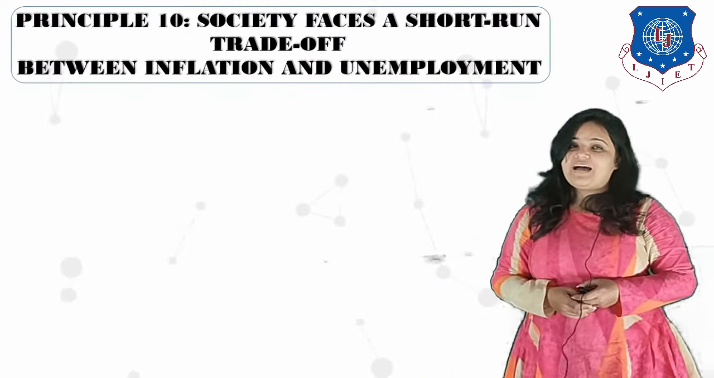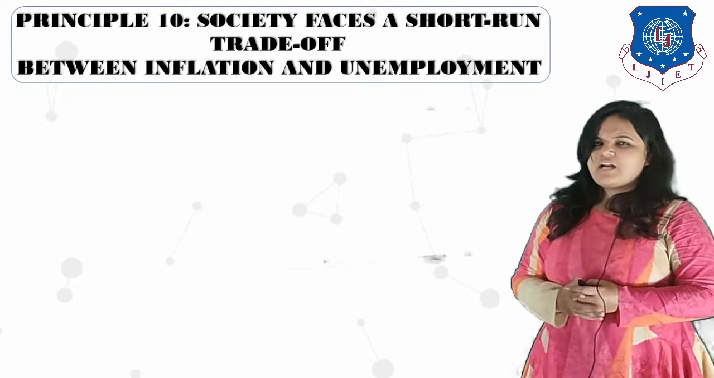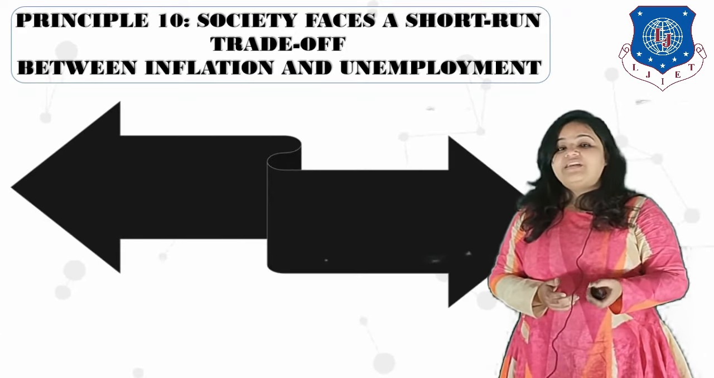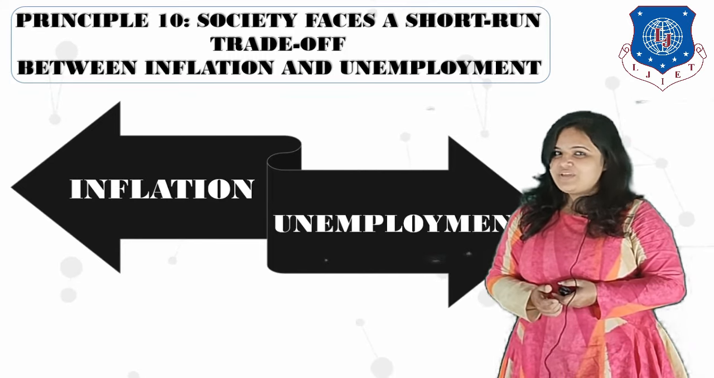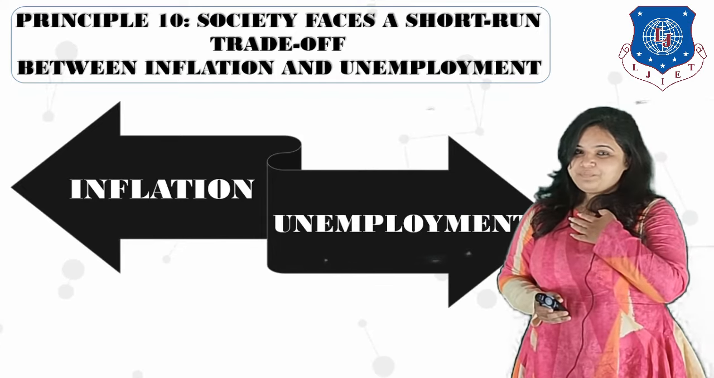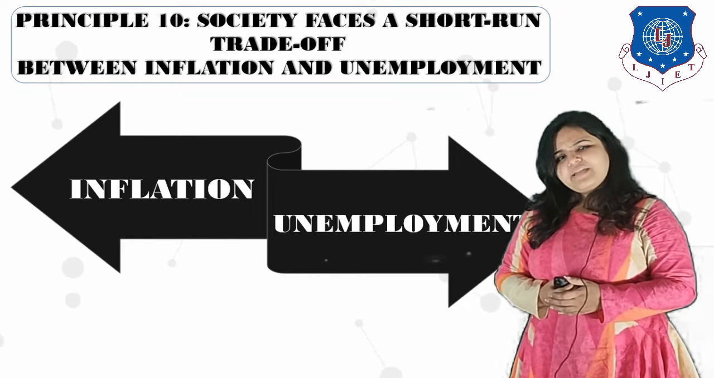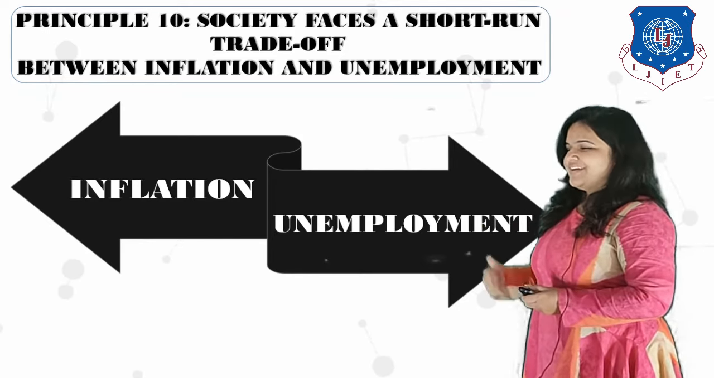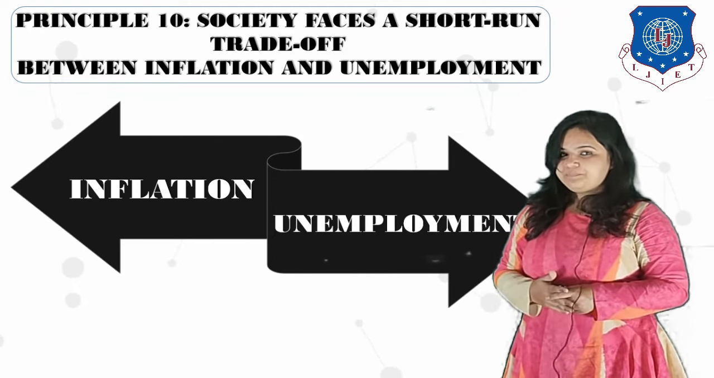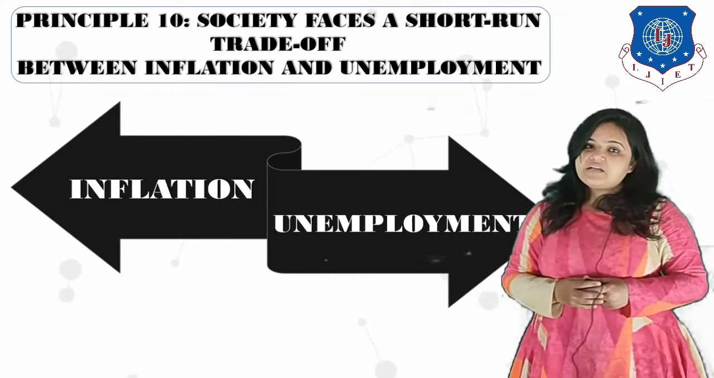Moving forward to the last principle: society faces a trade-off. A short-run one, but it still faces a trade-off between inflation and unemployment. Okay, students, as I told you, we are the causes of inflation. Inflation occurs because we are ready to pay more. Why am I ready to pay more? Because I am employed. That's right. Because I have the money, because I am paid money. That is why I am ready to buy products at whatever price is asked.